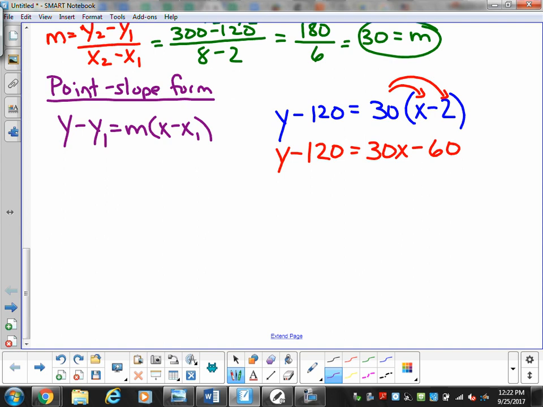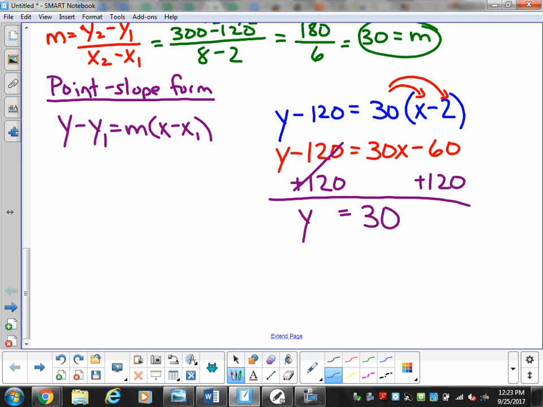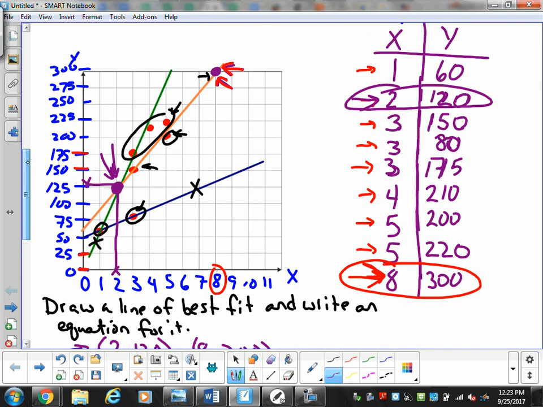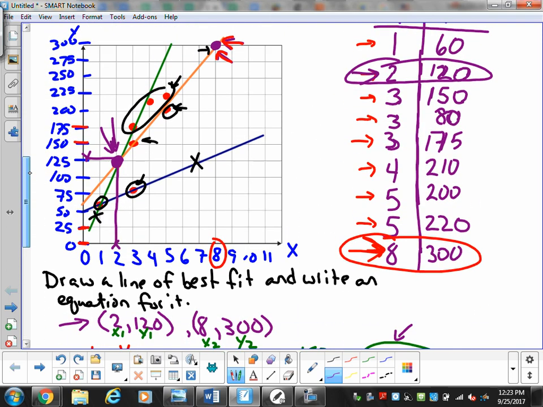Okay. And then we're almost done because the y, the only thing left with it is that minus 120. So to get rid of the minus 120, I have to add 120. So that cancels out, and I'm left with y on the left. And then I add 120 over here to the minus 60. So we end up with y equals 30x, and minus 60 plus 120 is a positive 60. And so this is my equation in slope-intercept form for the line of best fit that I chose for that data.